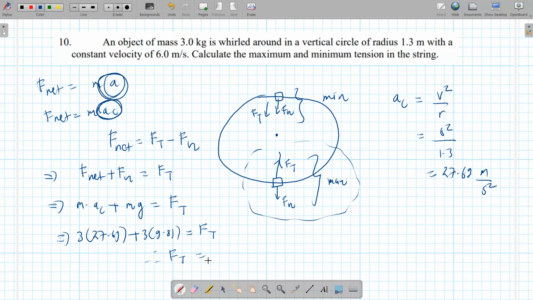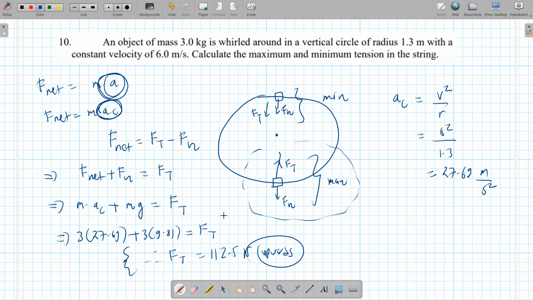And the force of the tension would be the same for the one on the top as well, right? No, it won't be the same. This is upwards for the one on the bottom, and you're adding the other one together now. So now you got this.